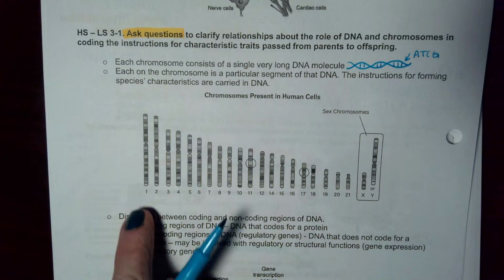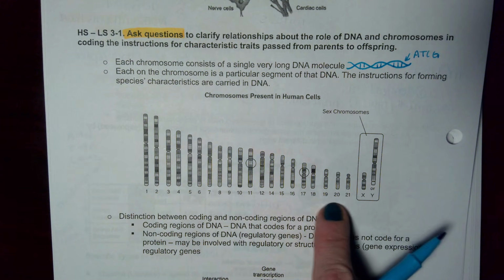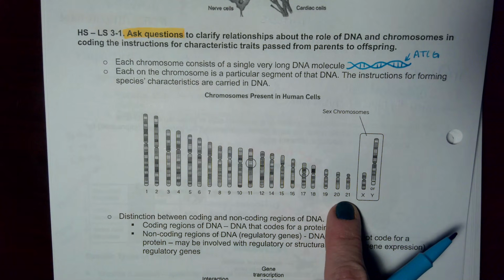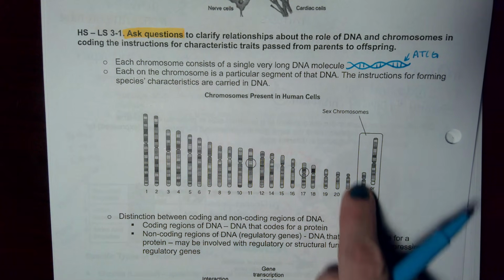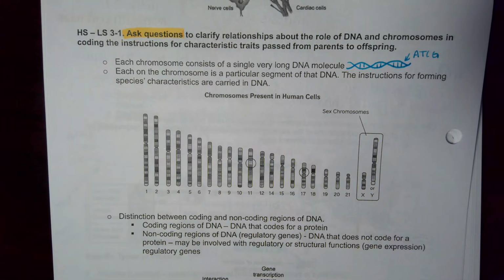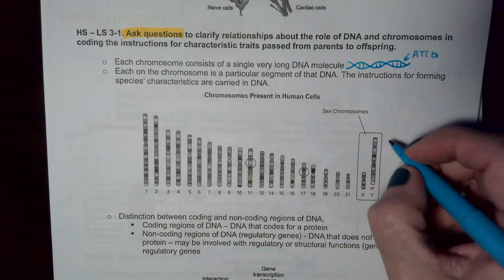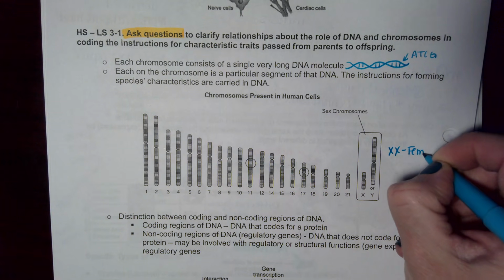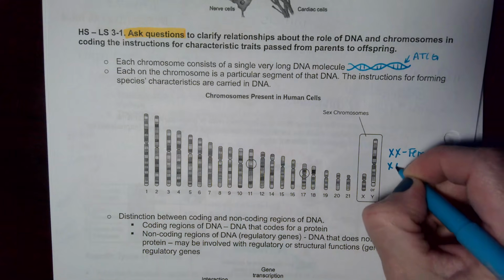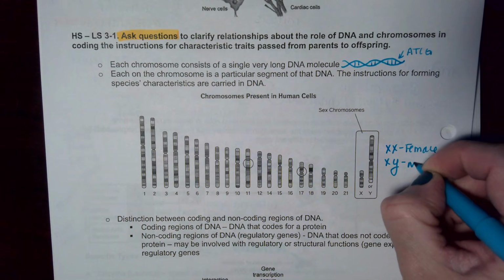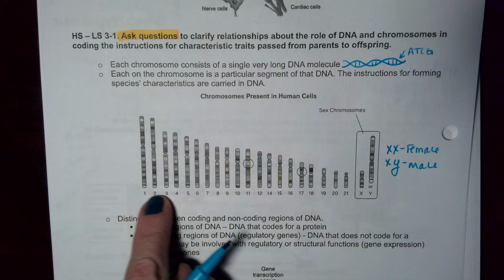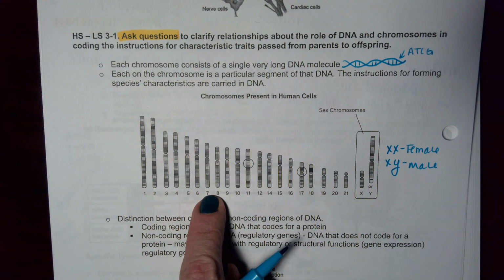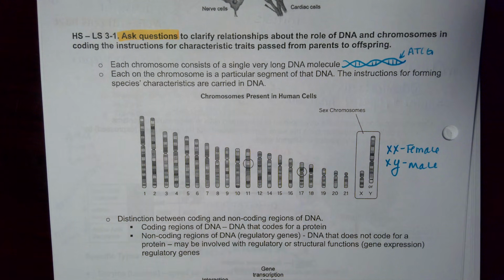Over here I have a picture. Notice I have 21 chromosomes. Over here we have our sex chromosomes. I don't think you'll see this, but XX is female, XY is male. Here they're only showing us one chromosome in the pair. Keep in mind that we have 2 chromosomes per pair.